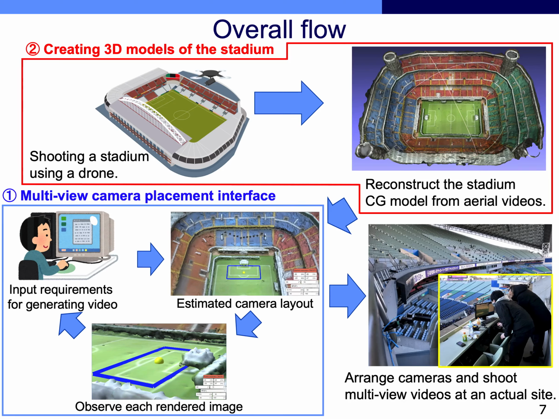The camera placement is displayed on the 3D model based on the input criteria for generating free viewpoint video. This allows us to define how the stadium is being filmed from each camera. Once the placement is determined, we use the information to arrange the cameras at the real site and capture the target scene without spending much time and labor.